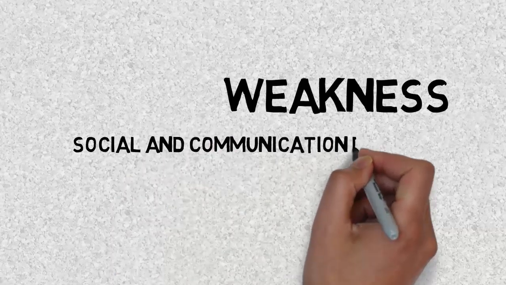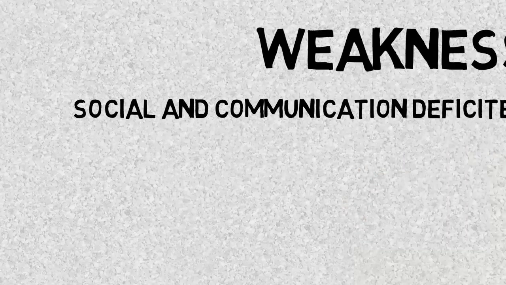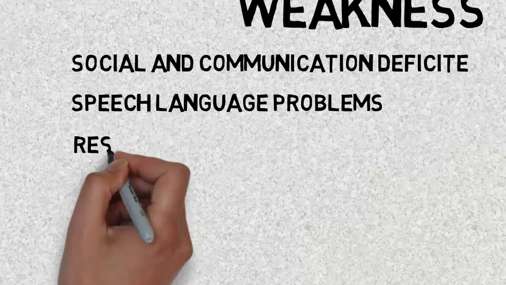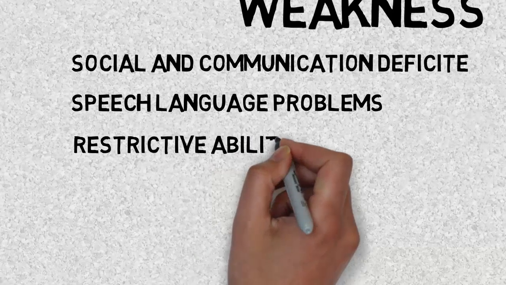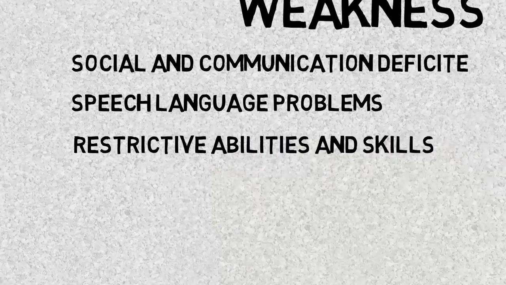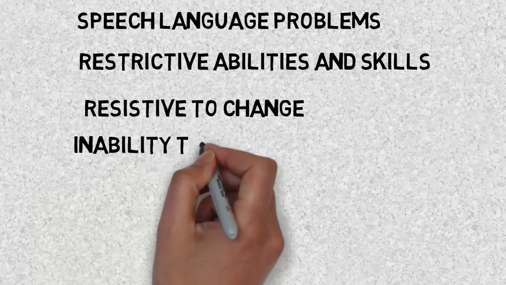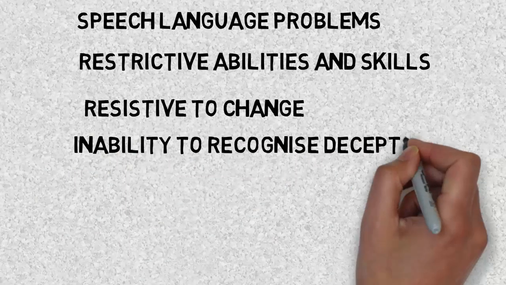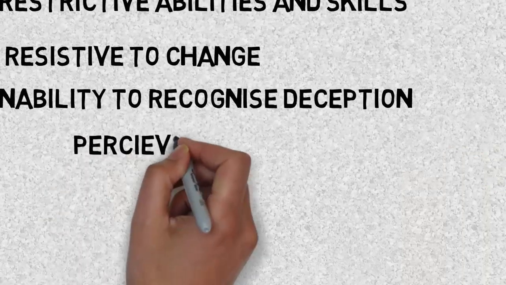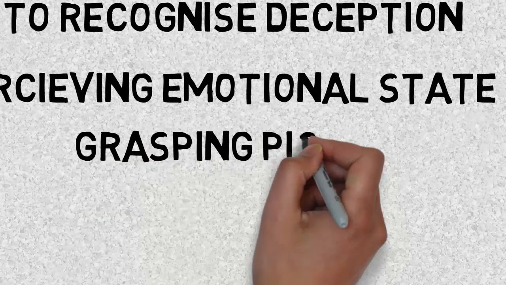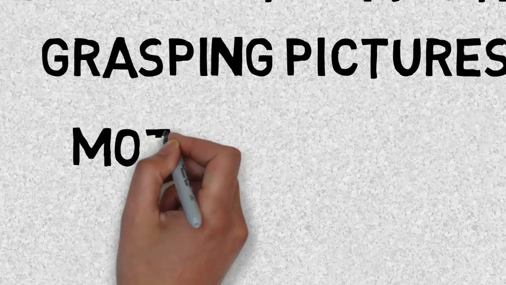Their weaknesses include social and communicative deficits and speech and language problems. They have severe problems, and they have restrictive abnormalities in skills. They are resistive to minor change in their environment, and they don't have the ability to recognize deceptions. They cannot perceive emotional states. They show inability to grasp pictorial information. They lack the capability to be motivated for areas of non-interest.